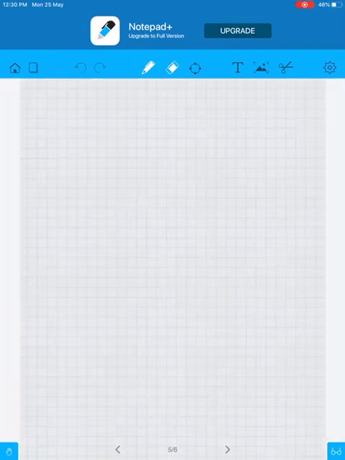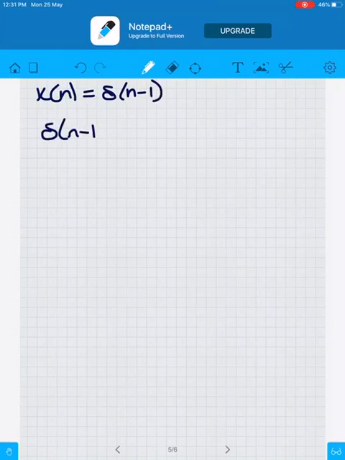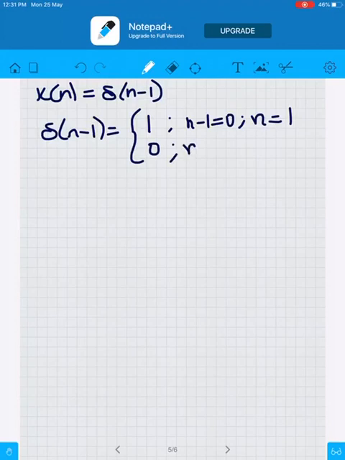We can see what will happen if I consider the time shifted version of the impulse function. Let us consider that x of n is now equal to delta of n minus 1. What is delta of n minus 1 defined as? Delta of n minus 1 is equal to 1 only when n minus 1 is equal to 0, or when n is equal to 1, and it is 0 when n minus 1 is not equal to 0, or when n is not equal to 1.